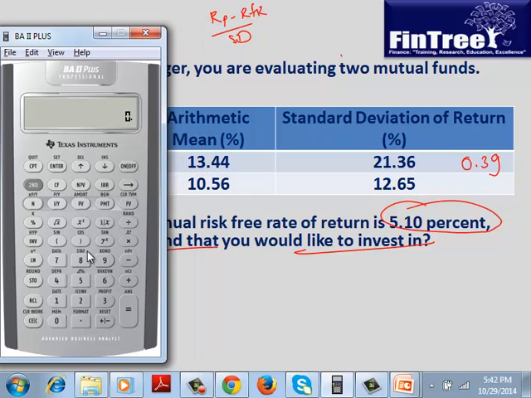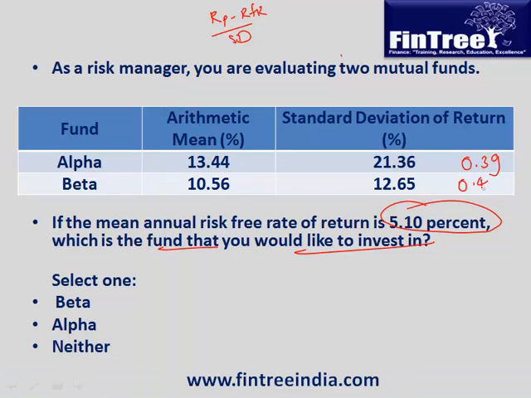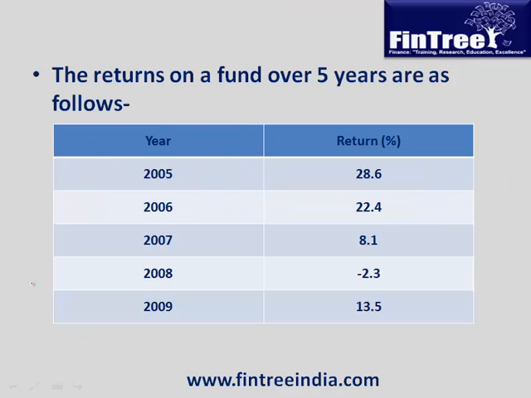Then 10.56 minus 5.10 divided by 12.65. This would give us a Sharpe ratio of 0.43. And which one is better? The higher Sharpe ratio, and therefore the investment selection would be beta. So the lower the coefficient of variation, the better. The higher the Sharpe ratio, the better it is. Next question. Returns on a fund over 5 years are as follows.